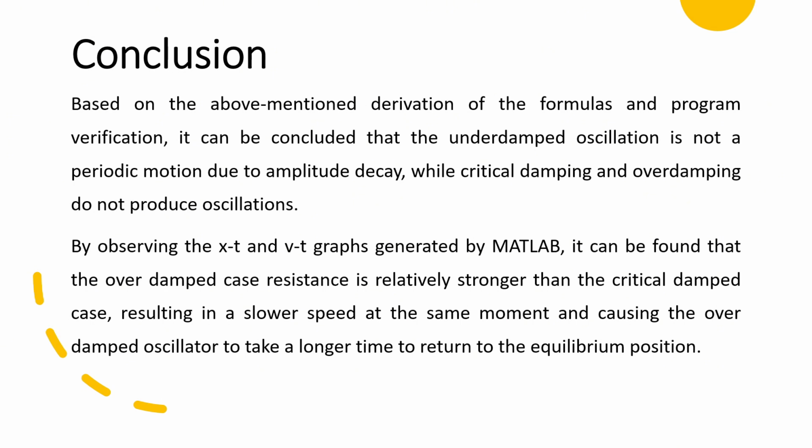By observing the xt and vt graphs generated by MATLAB, it can be found that the overdamped case resistance is relatively stronger than the critical damped case, resulting in a slower speed at the same moment, and causing the overdamped oscillator to take a longer time to return to the equilibrium position.